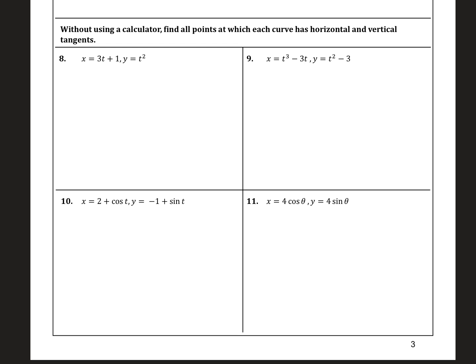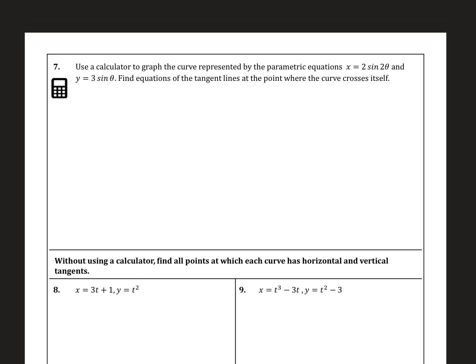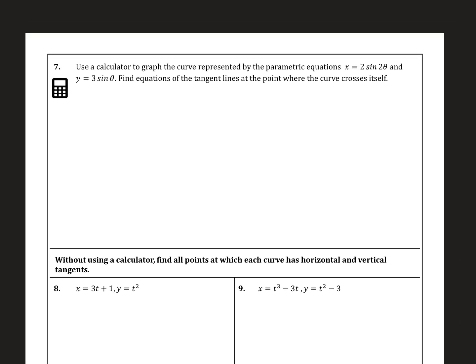Find all the spots. It's asking, use a graphing calculator to represent the parametric equation. Find the equations of the tangent line at the point where the curve crosses itself. So when you put this in your graphing calculator, it ends up looking like this. And it's crossing itself at the point (0, 0).